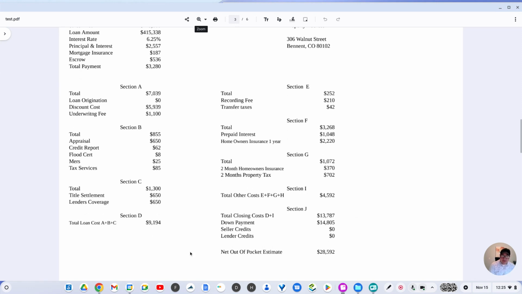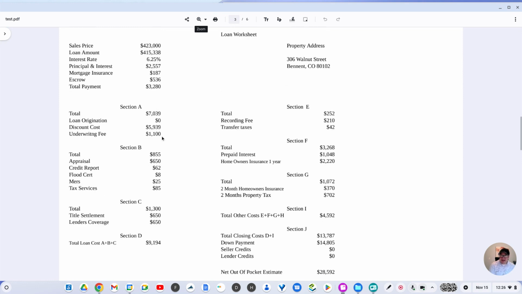Everything else on here is how you get to net out-of-pocket cost. Section A fees, these are the most important. If you're comparing lenders, this is what you compare generally. There are some exceptions, but what's going to differ from one place to the next is their Section A fees.